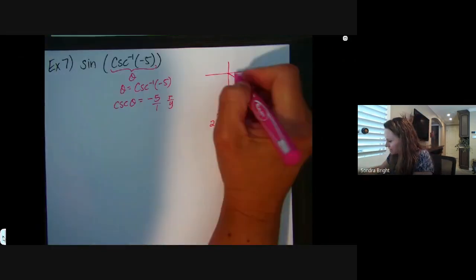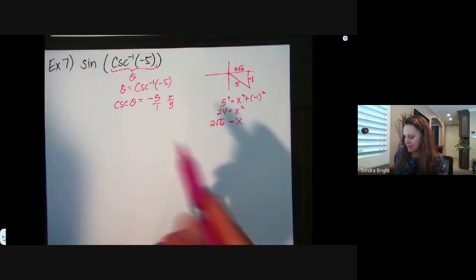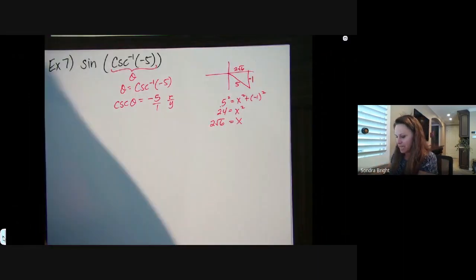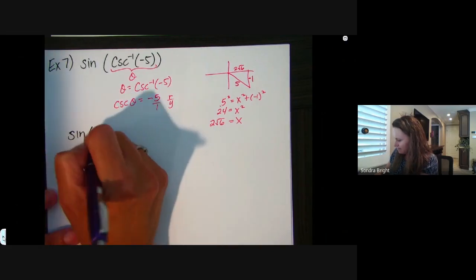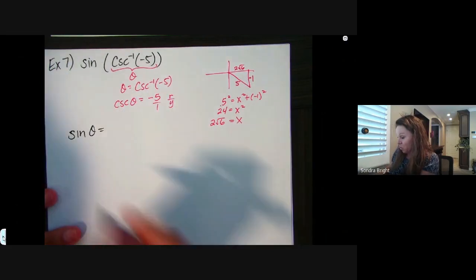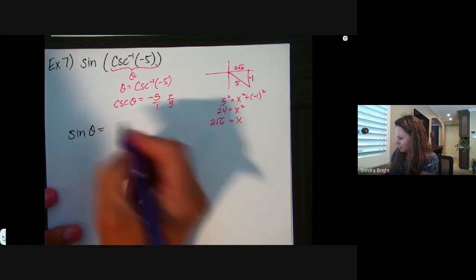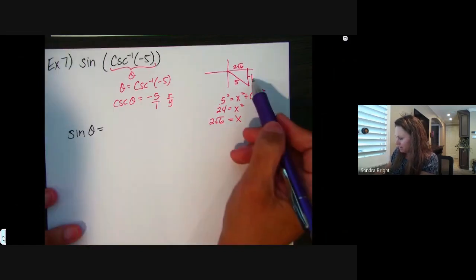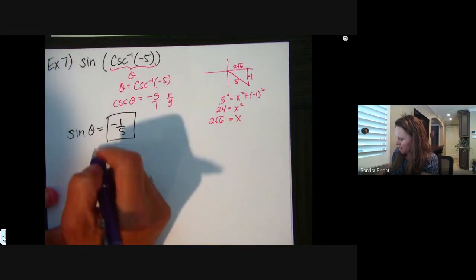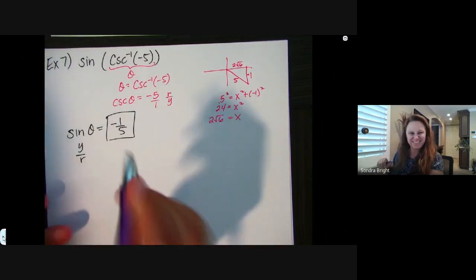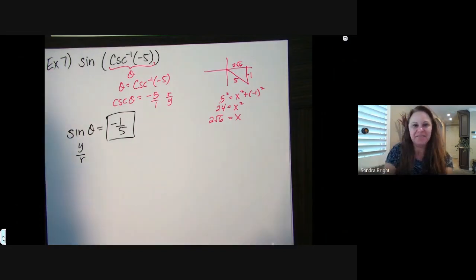And so what's sine of this guy? So I found the x value, but in reality, I didn't even need it because what you're wanting is sine of theta, which is y over r, -1 over 5, because it's y over r. Yeah. All right. There you go.